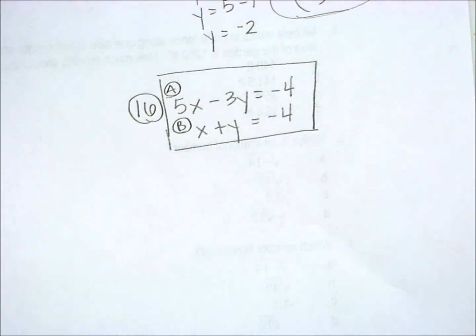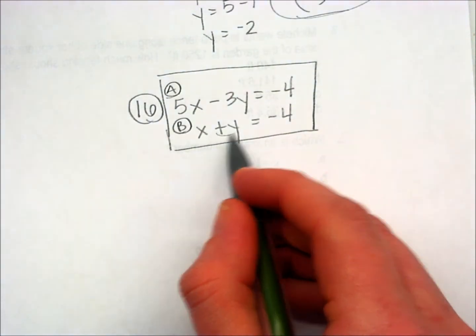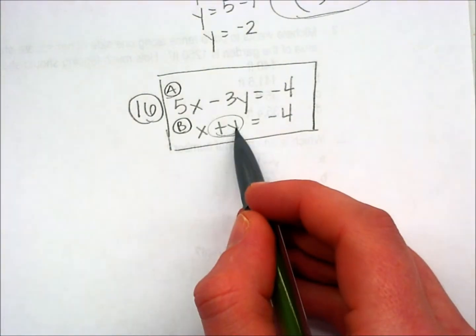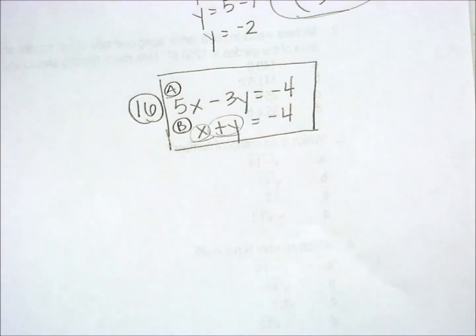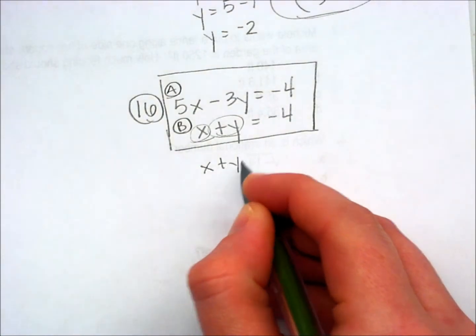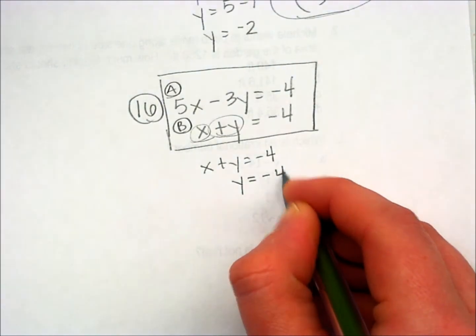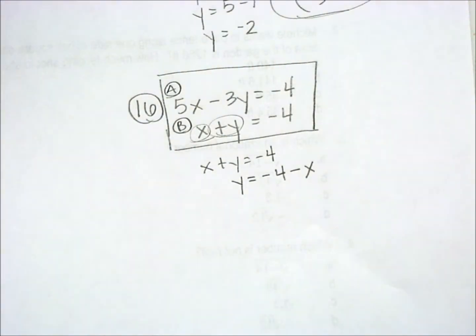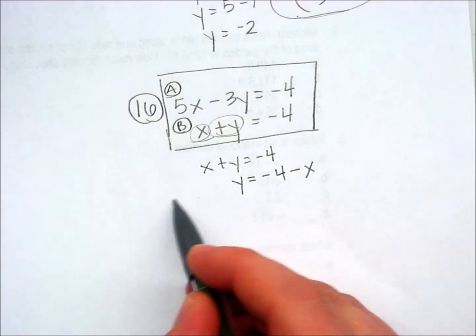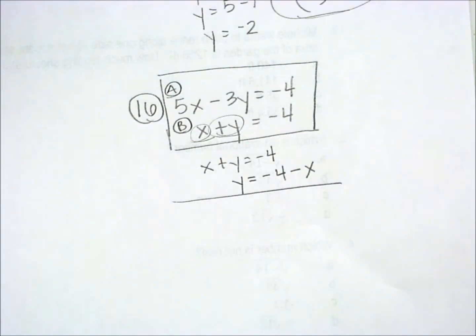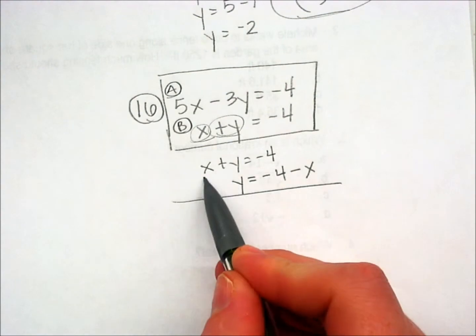My suggestion to you is if you have a variable that has a coefficient of positive 1, solve for that variable. So if I look, in equation B, the y value has a coefficient of positive 1, and so does the x value. They both have a coefficient of positive 1. So I'm going to take equation B, and I'll solve it for y. So that's y is equal to negative 4 minus x. Remember, I don't have to put this in slope-intercept form. I just need to get y alone. Solve for y.